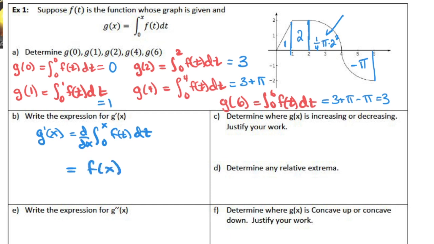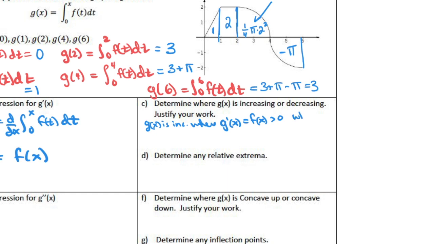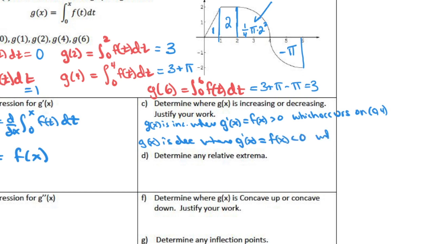For our next question, we want to know where g of x is increasing and decreasing, and we should justify our work. So what do we know? g of x is increasing where g prime of x, which equals f of x, don't forget that, is greater than 0. And this occurs on (0, 4). We know that g of x is decreasing where g prime of x equals f of x is less than 0, which occurs on (4, 6).